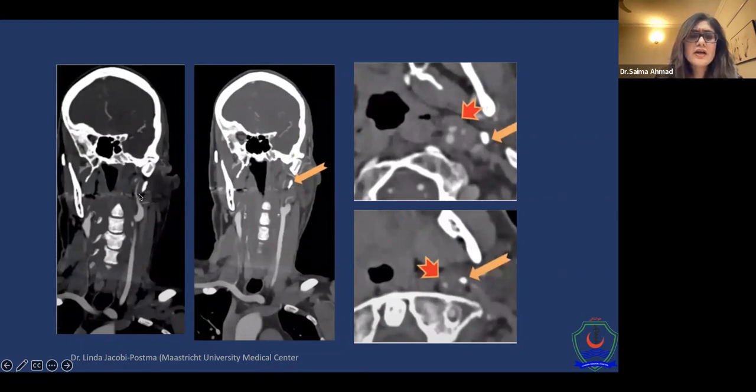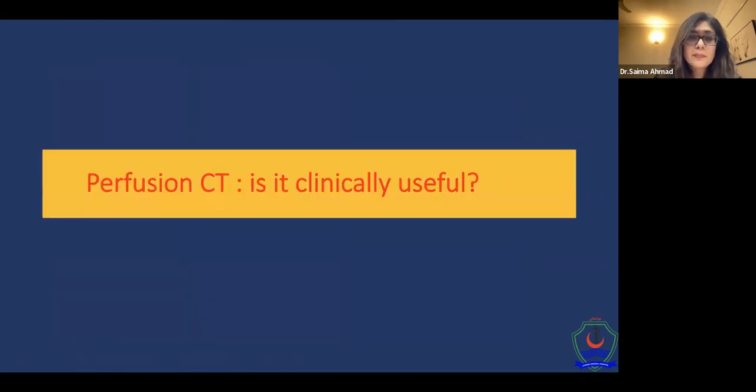If you see the blood vessels with the bone, there is an additional advantage, because there is elevation of the styloid process there, which causes the dissection of the left carotid artery. So the imaging of the vessels with bone is also advantageous. So what's next? The next is the perfusion CT.